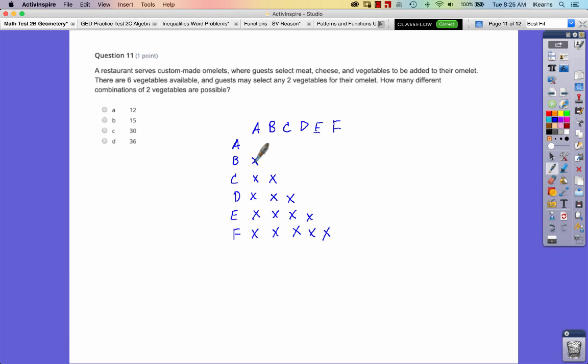So if we count all these up, 1, 2, 3, 4, 5, and then 1, 2, 3, 4, and then 3 more, and 2 more, and 1 more, you can start to see the pattern. So if you add all these up, 5 and 4 is 9, plus 3 more is 12, plus 2 more is 14, plus 1 is 15. So there's 15 unique combinations. So that's just one where you kind of just have to think your way through the problem and create a drawing or a picture to help you figure that out.